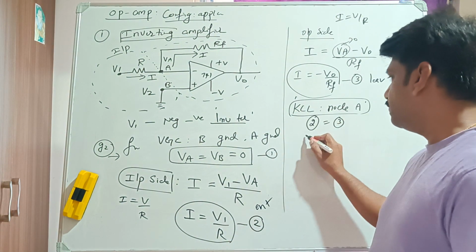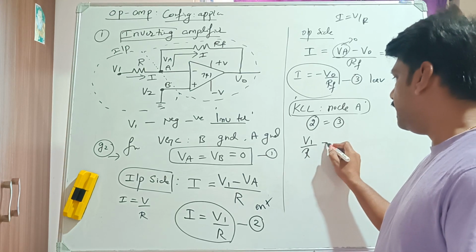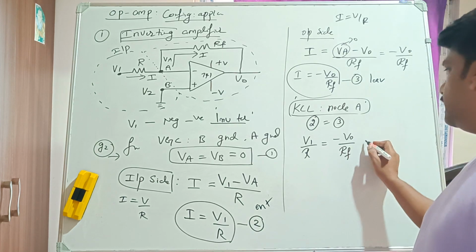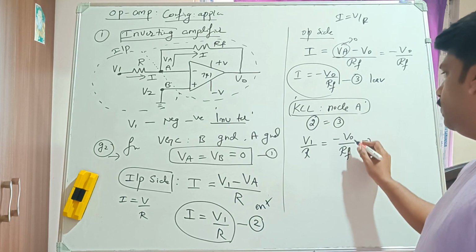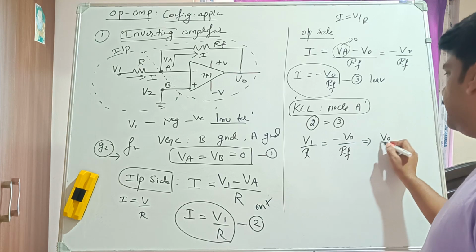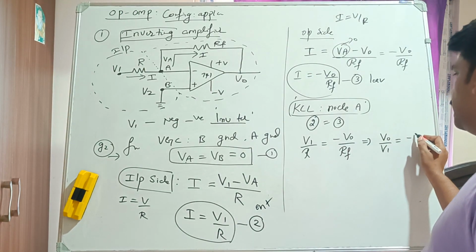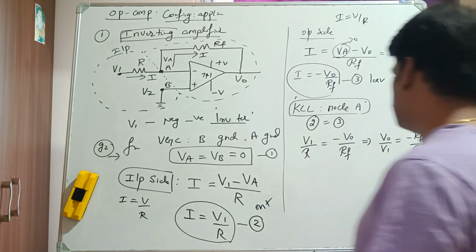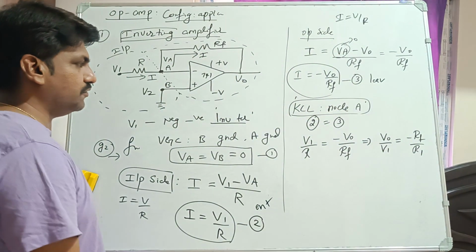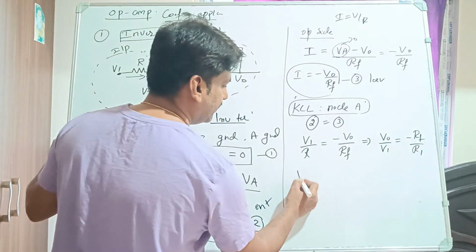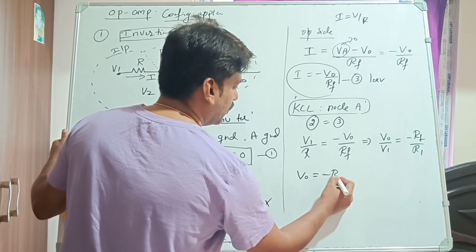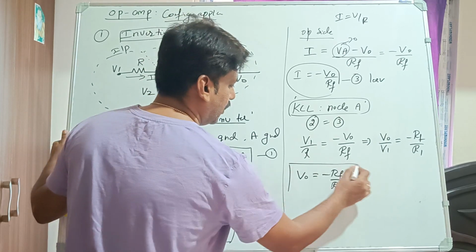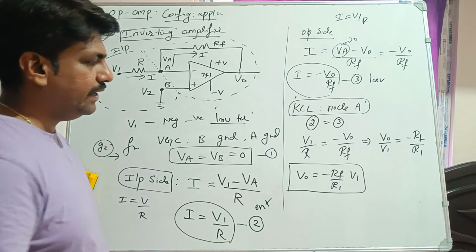So how can I write now? Equate the RHS. V1 divided by R is equal to minus V naught divided by RF, right? So how can I write this with respect to V naught and V1? V naught by V1 is equal to minus RF by R1. So I can write this as V naught is equal to minus RF by R1 multiplied by V1, right? This is the output expression for an inverting amplifier.